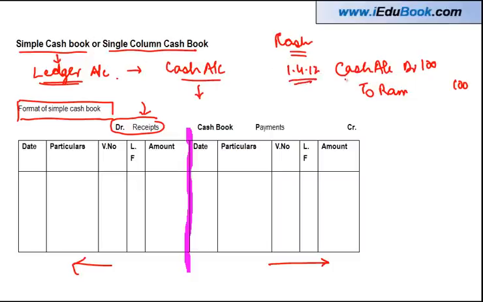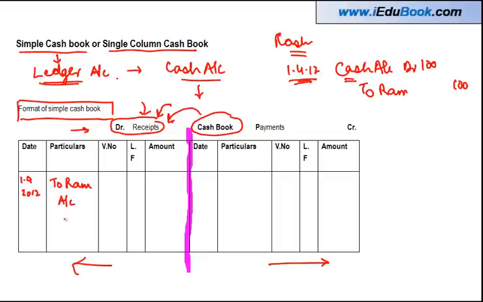Now, when I have to record this transaction, this is a cash account or a cash book, a simple cash book. Then the receipts are written on the debit side. So when I receive cash, I'm going to record it on the debit side. So I will write cash account debit. The date of the transaction is 1/4/2012. The way I read this is cash account debit. Particulars will give the name of the person from whom cash has been received.